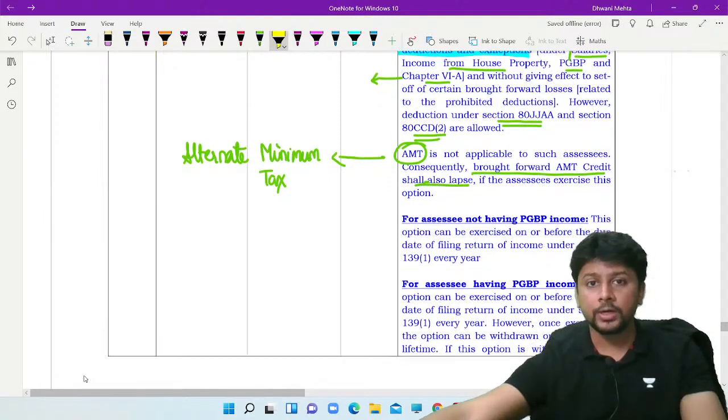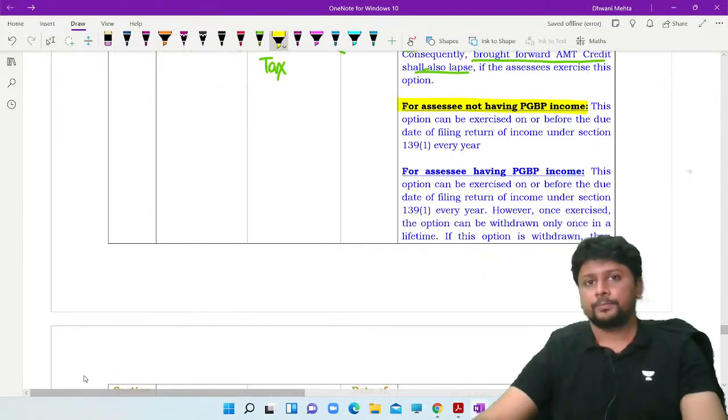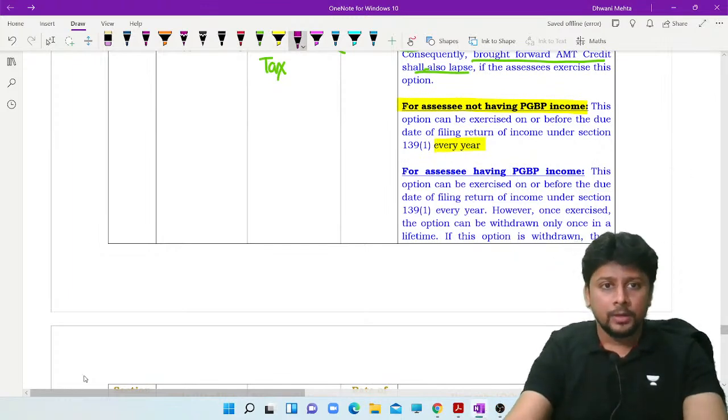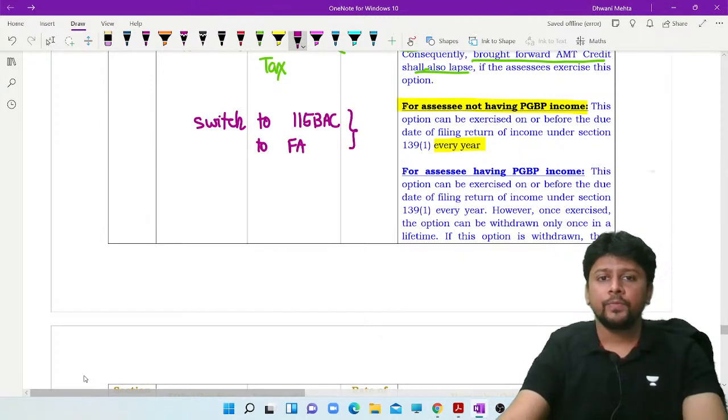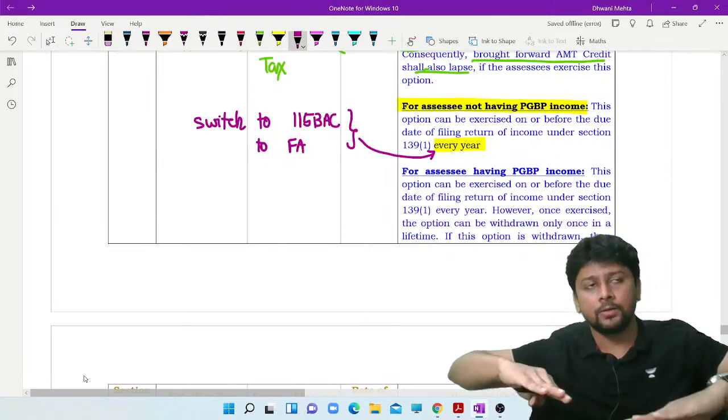See, this is worth noting. If you do not have PGBP income, then this option can be exercised every year. Meaning, if you don't have PGBP income, you can switch to 115BAC, or you can switch back to the Finance Act rates, and this can be done on a yearly basis. It means you can withdraw yourself from 115BAC in a particular year.